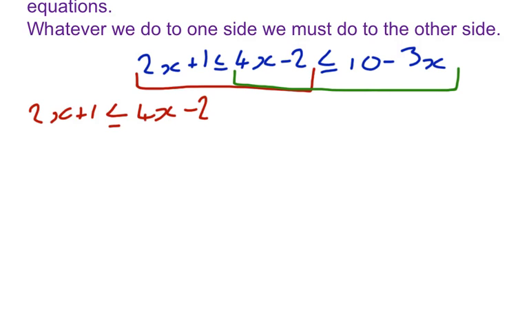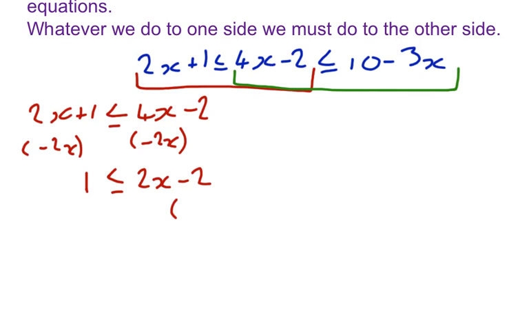So we're going to move the 2x over. So we're going to subtract the 2x from this side. That's because we want the x to be in the middle of our final inequality. It also happens in this case that that means we don't get any negative x's. So we have 1 is less than or equal to 2x minus 2.